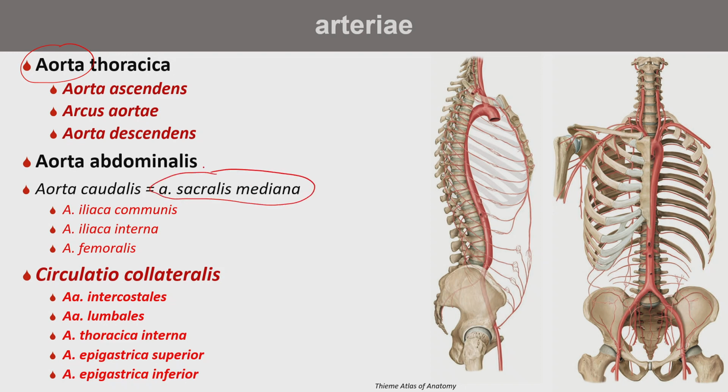sacral median artery, which is unpaired and is localized in the axis of the body along the inner curvature of the sacral bone. So this is our tail aorta. But we will start with thoracic aorta. You know that aorta is connected to the aortic valve, and the first branches of thoracic aorta are coronary arteries.